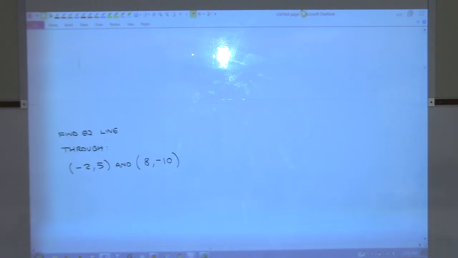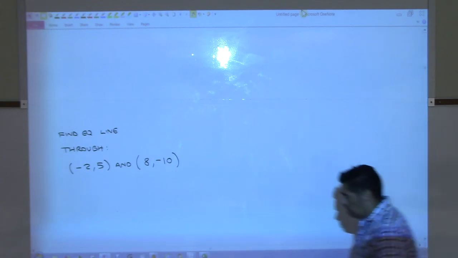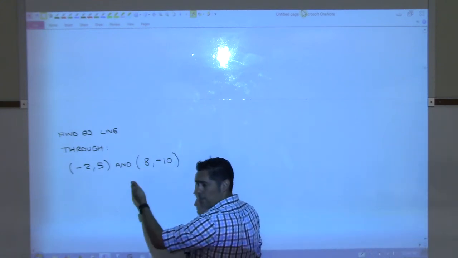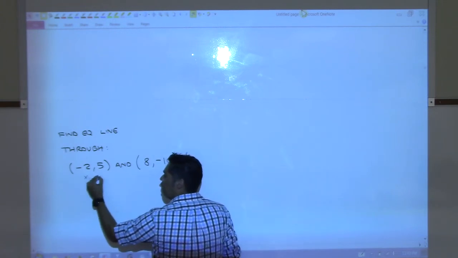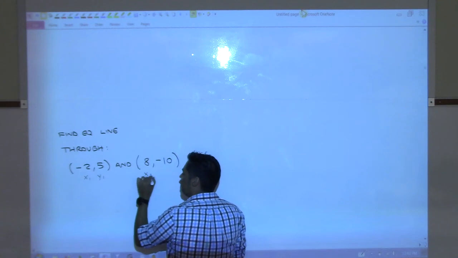Timothy? Where's Timothy? Timothy, here? So the first step would be to find what here? To find the slope. Maybe I should label these so we all do the same calculations. I call this one x1, y1, and this one x2, y2. Is that all right, Timothy? Yep.